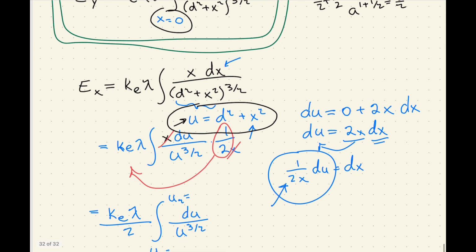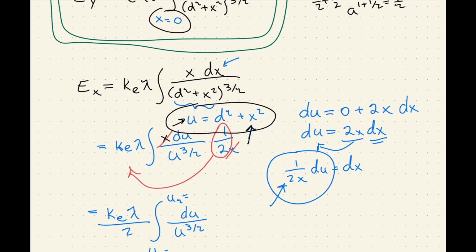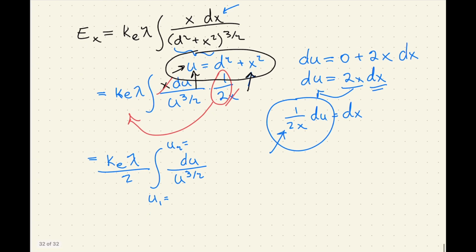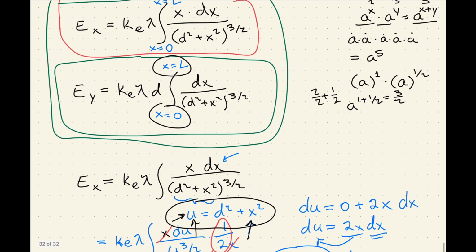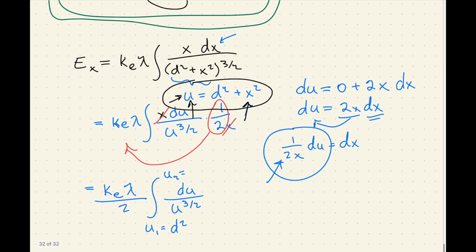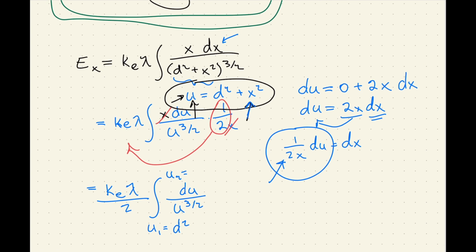For the lower bound, I have x equals 0. I'm going to plug in x equals 0 here. That means u is equal to d squared. So that means the lower bound is just d squared. Pretty simple, right? The upper bound is x equals L. And if I replace x equals L here, I get d squared plus L squared. So here I get d squared plus L squared. And this is my final integral.